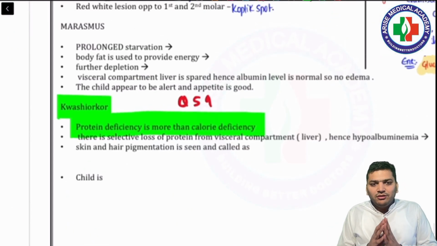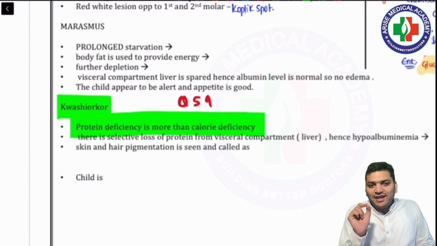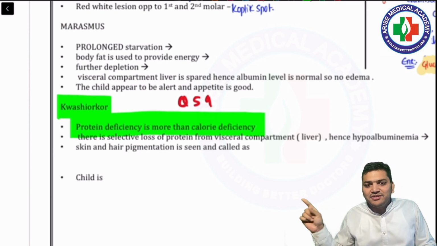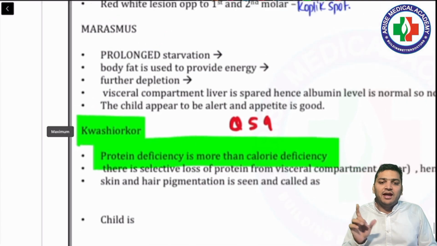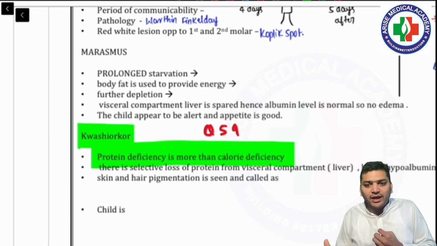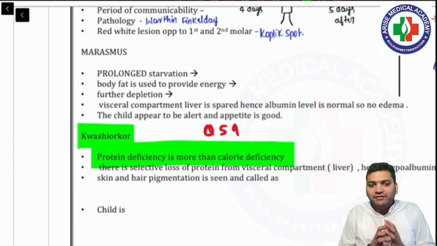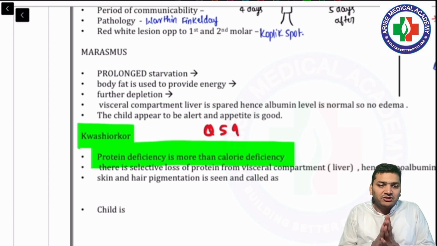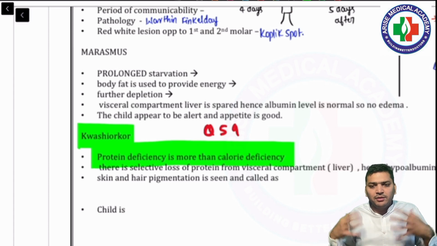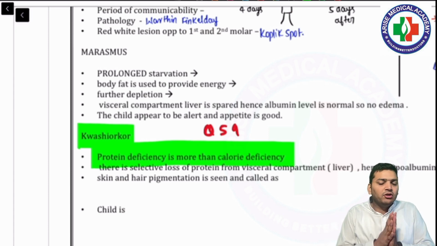Kwashiorkor. Now, Kwashiorkor, the exact line they have mentioned in the MCQ: protein deficiency is more than calorie deficiency. I have told you that the child is eating, but the main problem is he is not taking the protein in the diet, right? So that was leading to Kwashiorkor. They have given the image of the baby, with edema. It is because of the protein deficiency being more than the calorie deficiency.